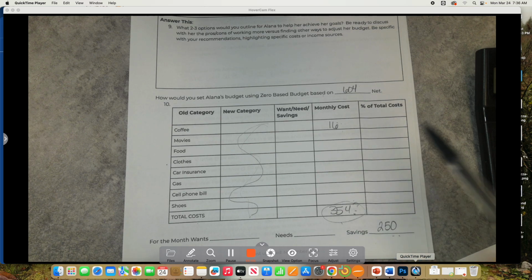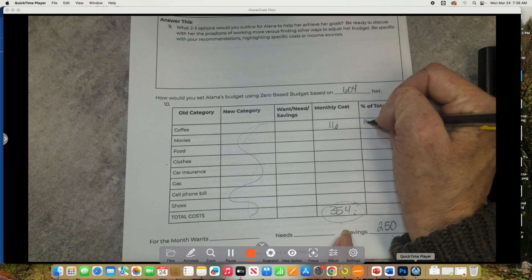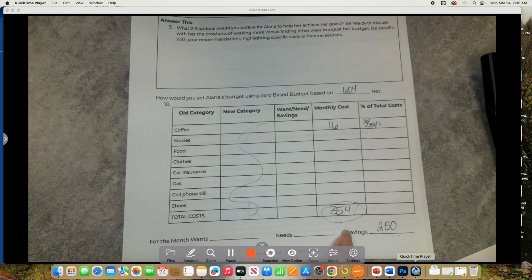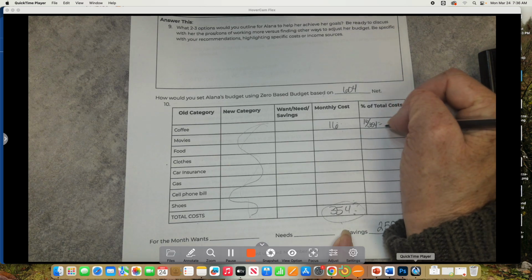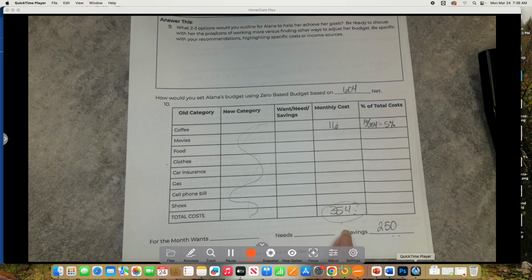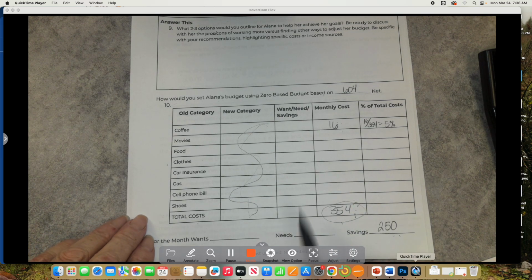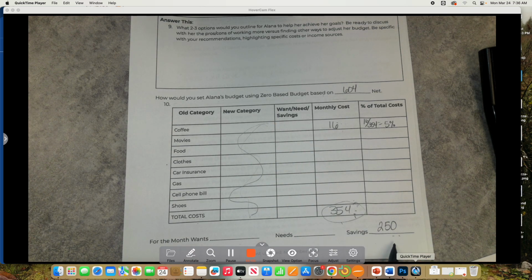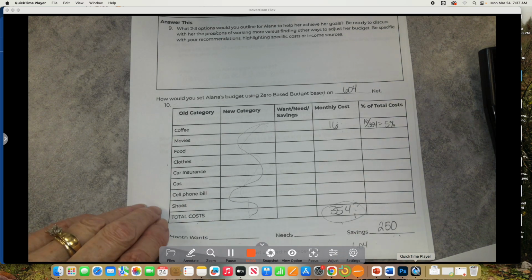Now our percentage of total costs, in this case, would be 16 divided by 354. Just the same way that we did it before. And this is going to only be 5% of her total income. So again, that's going to be less. And then once you complete this chart, add up her wants and needs and add her savings, and all of that total should come up to 604. And turn it in.